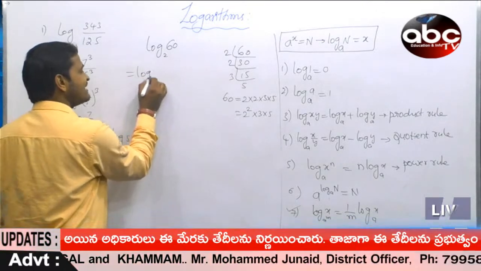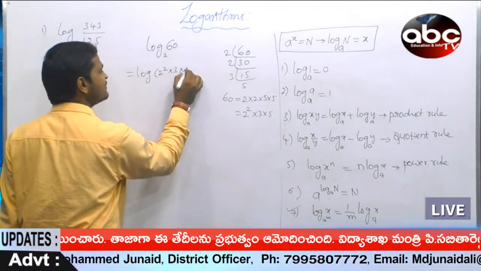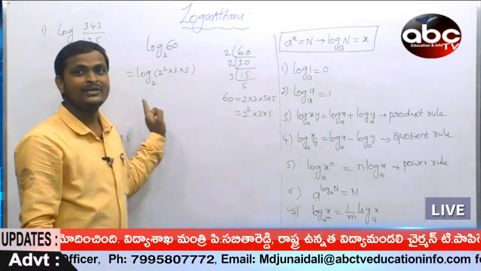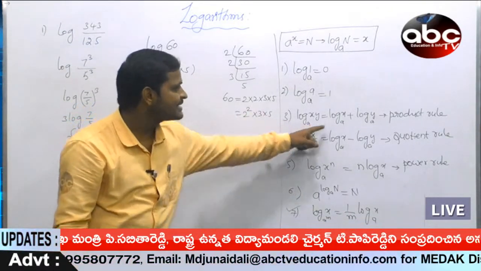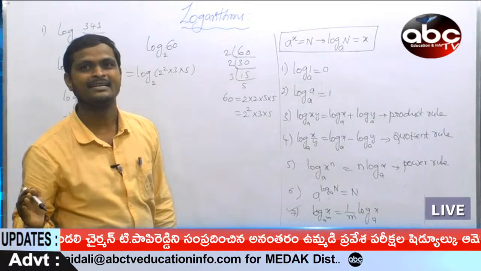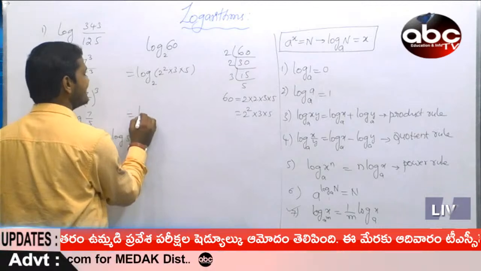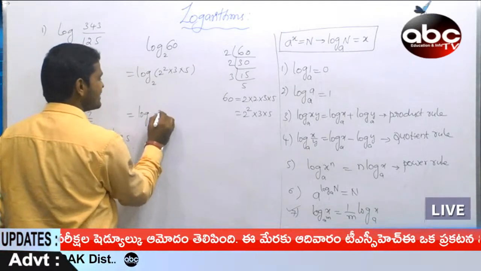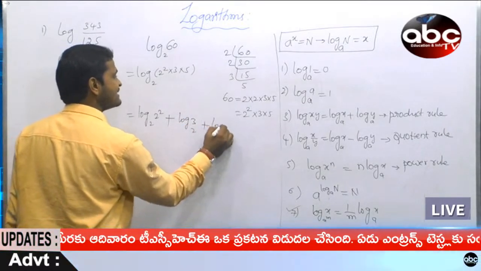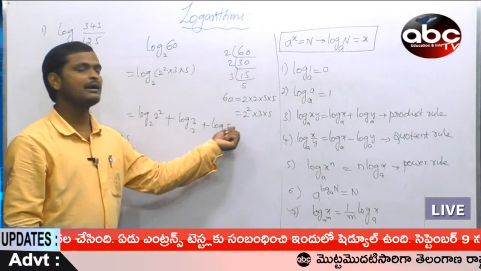Now log, in place of 60 you can write 2 square into 3 into 5. What is the base here? 2. Then here which rule do we use? Product rule. Log of a product is equal to the sum of the logarithms. Okay student? Right. Then you can write here log 2 square base 2 plus log 3 base 2 plus log 5 base 2. Right.